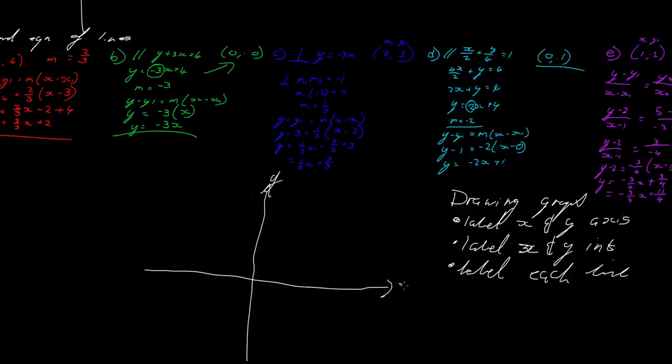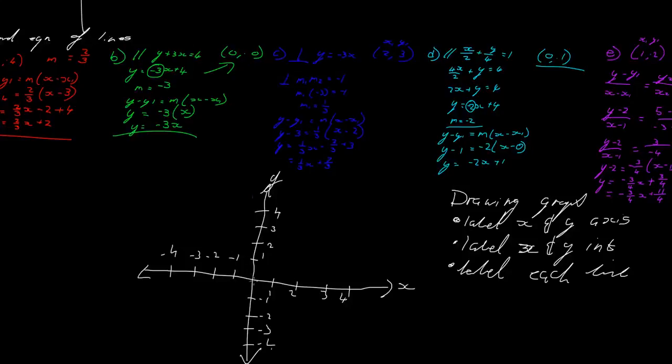So this is y, and this is x. Let's give it 1, 2, 3, 4. 1, 2, 3, 4. Minus 1, minus 2, minus 3, minus 4. Minus 1, minus 2, minus 3, minus 4. Okay, so now we've got our little graph paper here, and let's start off with line A. We'll do that one in red. y equals 2 over 3 x plus 2.